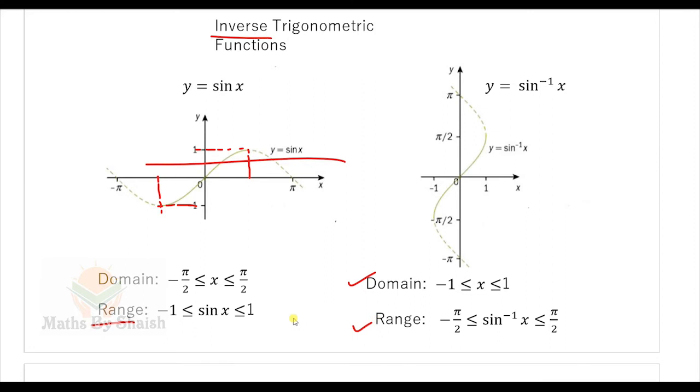It will be very helpful in deciding whether sine x will take a particular value or not. For example, suppose you got sine x is equal to minus 3, then you can directly say that this is not possible because sine x cannot take a value beyond minus 1 and 1.